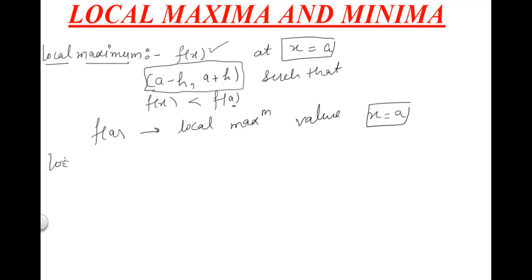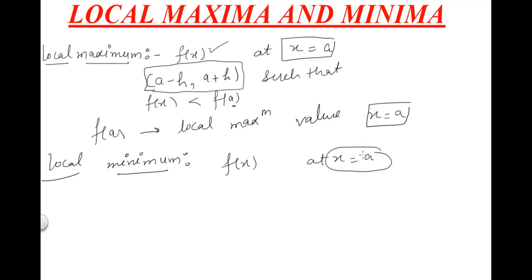Similarly, for local minima, we can write it in the reverse manner. Local minimum I can write. So if f of x is a function and suppose at x equal to a, this point will be known as the point of local minima if there exists a neighborhood. The neighborhood is this only, (a minus h, a plus h), such that f of x is greater than f of a. That means you put values in the neighborhood of this point, you are going to get all the values greater than this point. That means this point is the point of local minimum.